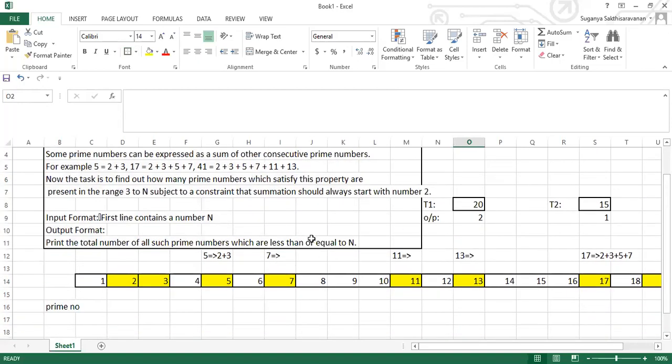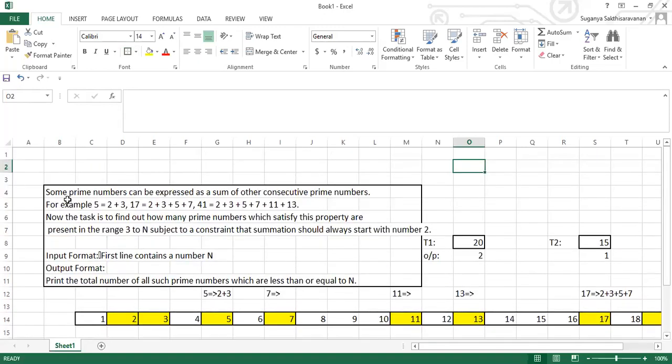So this question is all about sum of prime numbers. Let me read the question once and explain it. Some prime numbers can be expressed as a sum of other consecutive prime numbers. You can take any number. Like 5 is a summation of two numbers, 2 and 3. Here 2 and 3 are prime numbers. So 5 is a summation of 2 and 3, right?